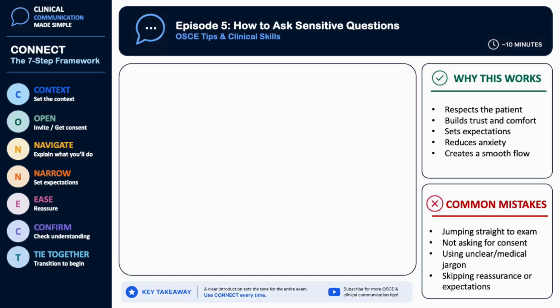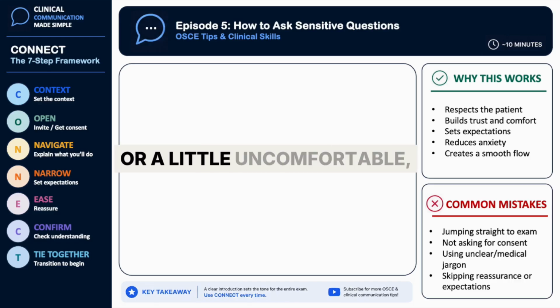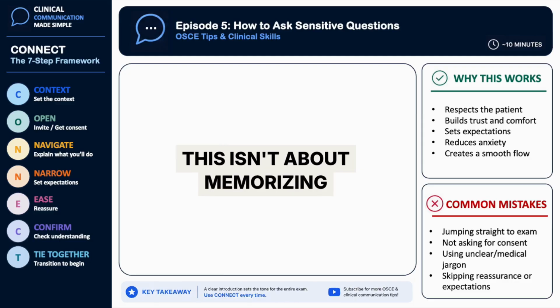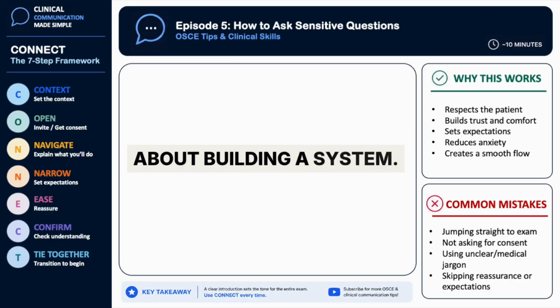If this helped you feel more confident explaining your thinking, you're building one of the most important clinical skills. That's it for today's episode. Great job showing up and putting in the reps. Whether this felt easy or a little uncomfortable, that's exactly where growth happens. This isn't about memorizing scripts, it's about building a system.